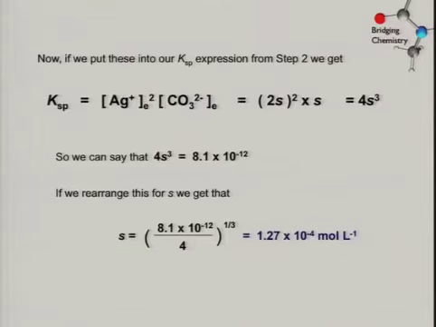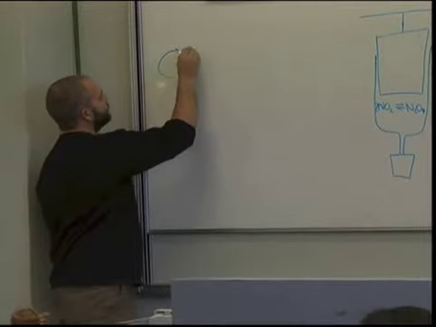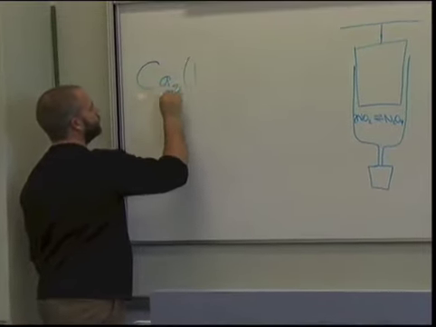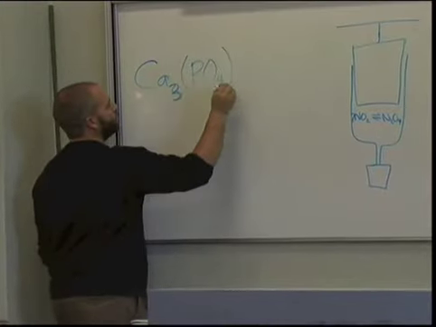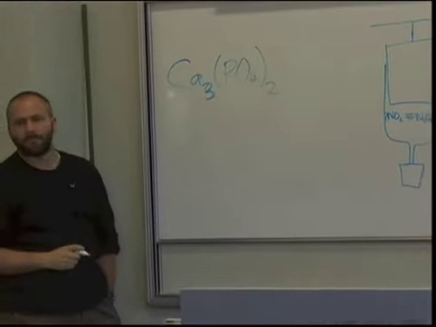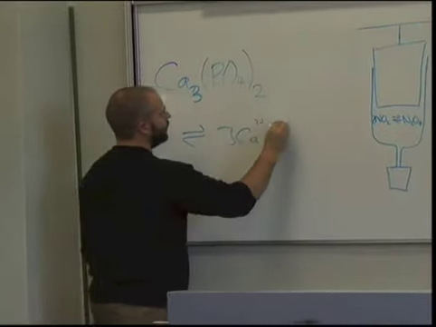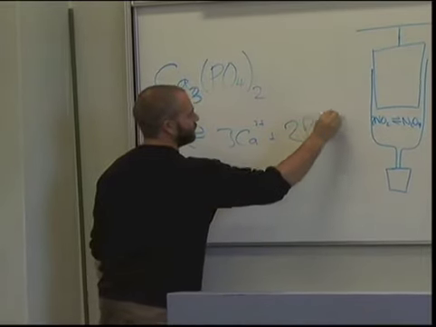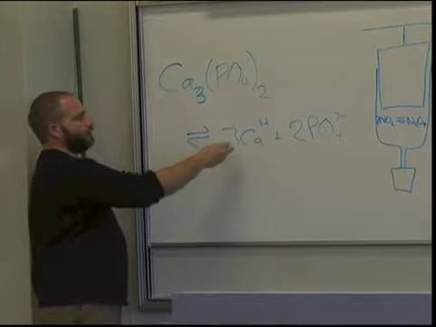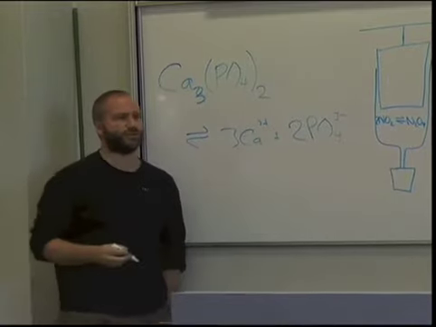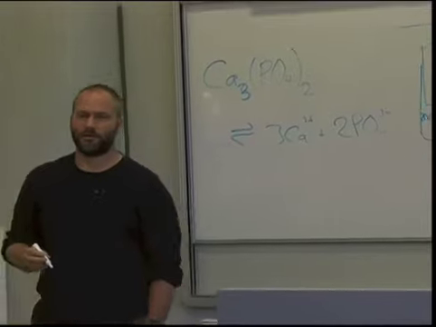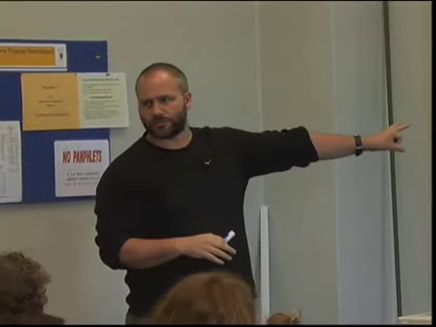Now, in theory, we could do things like calcium phosphate, which is that. And that would form an equilibrium with 3 lots of calcium 2+ ions and 2 lots of phosphate ions. And then it's going to be 9S cubed times 4S squared, which is 36S to the 5. And then it all gets very complicated. Exactly the same thing, the only difference is the math. But we're not going to ask you crazy ones like this, all right?